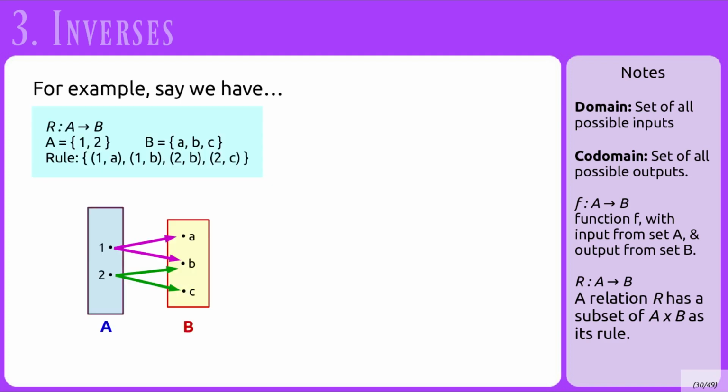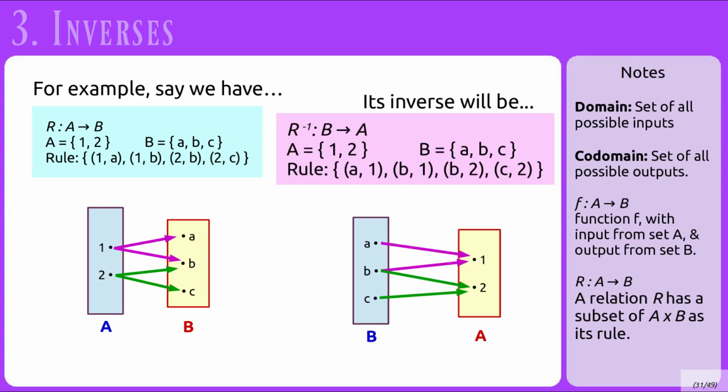For example, say we have the relation R from A to B, where A is 1, 2, and B is A, B, C, and the rule is 1 to A, 1 to B, 2 to B, and 2 to C. Its inverse will be from B to A, again with the same A and B sets, but now the mapping will be A to 1, B to 1, B to 2, and C to 2.